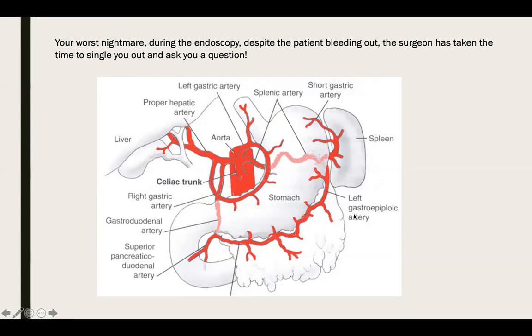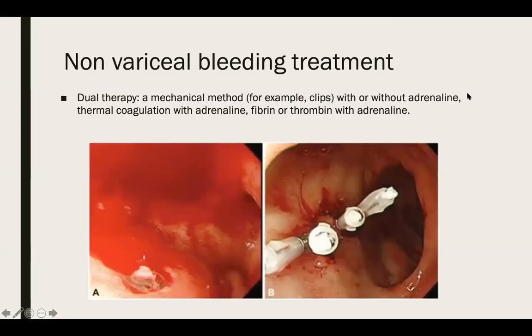And this will be important later on when we talk about things like terlipressin. So how do we treat these then? We've seen on the endoscopy that there's bleeding. We can't just keep looking at it. We have to do something about it, really.